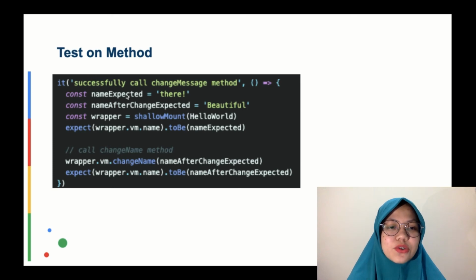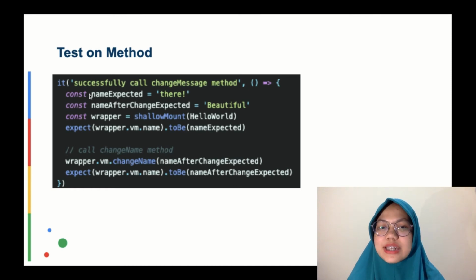a similar one like before. So this one is inside the describe like before. So it's just below the first it: should successfully call change message method. So I first check the name to be there when it was mounted, and then I call change name method. After the change name method is called, I want the name inside the hello world to be the name after change expected. So the first one I have there, and then I change it to beautiful. Supposedly the result will be beautiful. The name will be beautiful after I call the change name. So let's try to run this code.